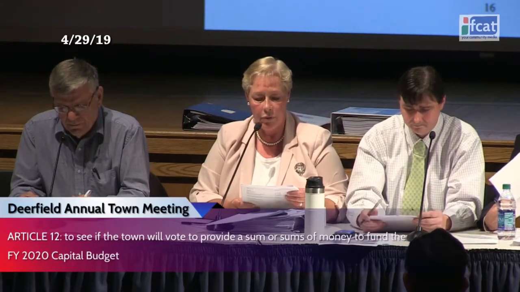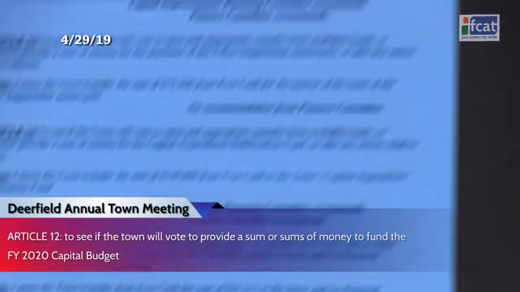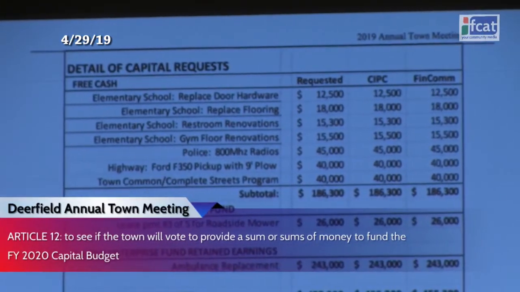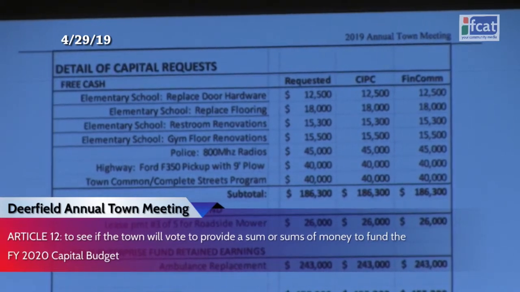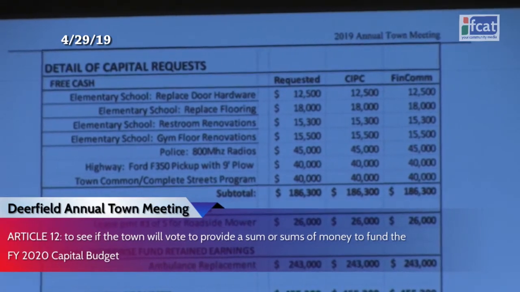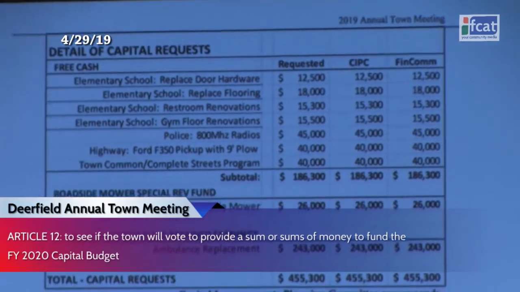The elementary school hardware, $12,500. Elementary school flooring, $18,000. Elementary restroom renovations, $15,300. Elementary school gym floor renovations, $15,500. The police radios, $45,000. Highway Ford 350 pickup with a 9-foot plow, $40,000. The town common complete streets grant program, $40,000, for a total of $186,300. The roadside mower fund is $26,000.